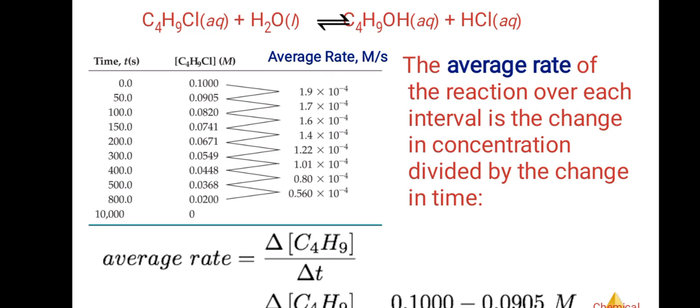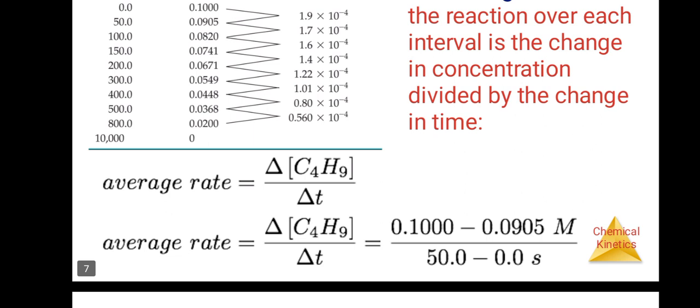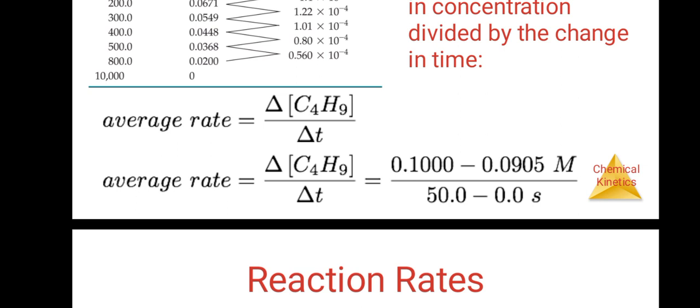Of course, the average rate of reaction over each interval is the change in concentration divided by the change in time. And of course, this is a very good summarized formula. So the average rate is simply the change in the given concentration over the change in time. Okay, so concentration, like I said, is simply being put in brackets. So that is the concentration divided by the time, and you find the average rate.